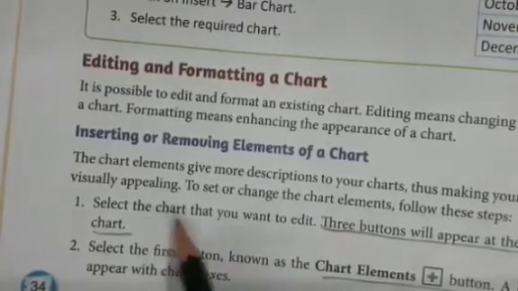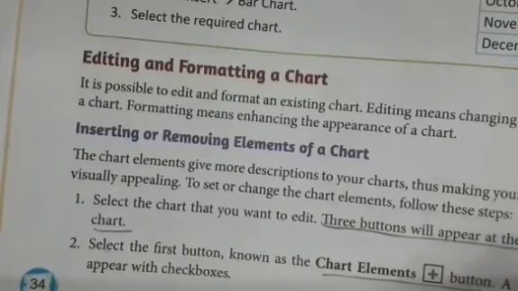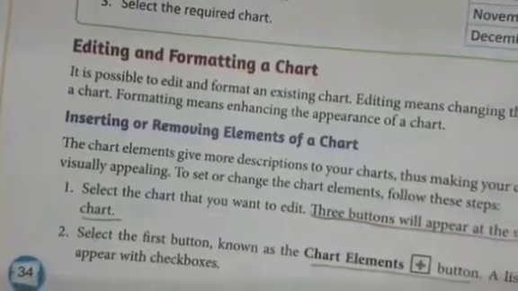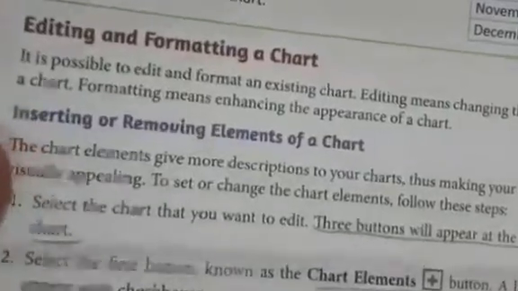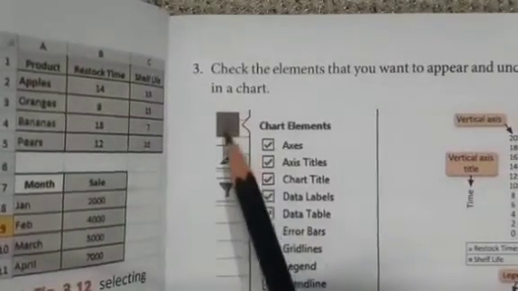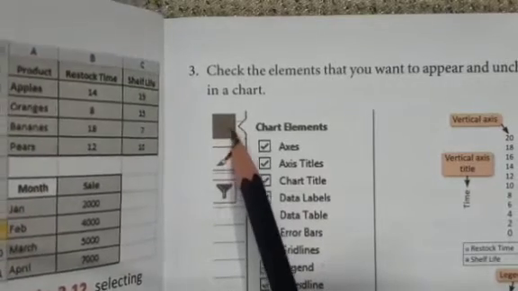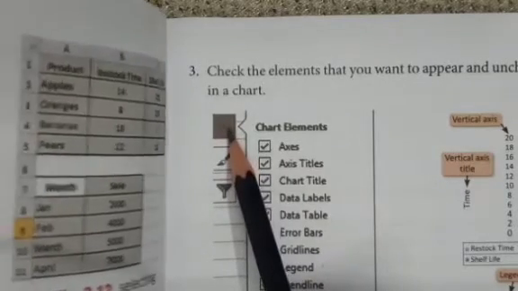First you have to select the chart. Then three buttons will appear at the upper right corner of the chart. So to set the chart elements, we have to click the first button. This is the chart element button, this plus sign. So you have to click the first button.